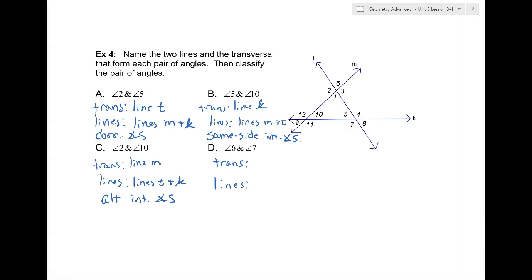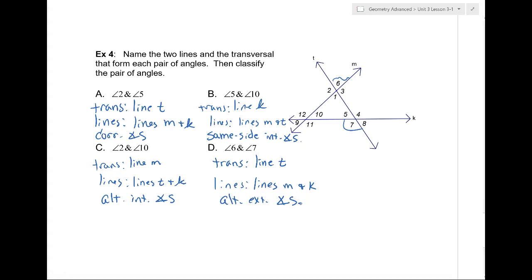All right, last but not least, 6 and 7. What's my transversal? Yep, so we have line T. That means my other two lines are the ones that are being intersected. So lines M and K. And what type of angles are 6 and 7? It's the arm one, right? Opposite, farthest away, alternate exterior. What do you guys think?